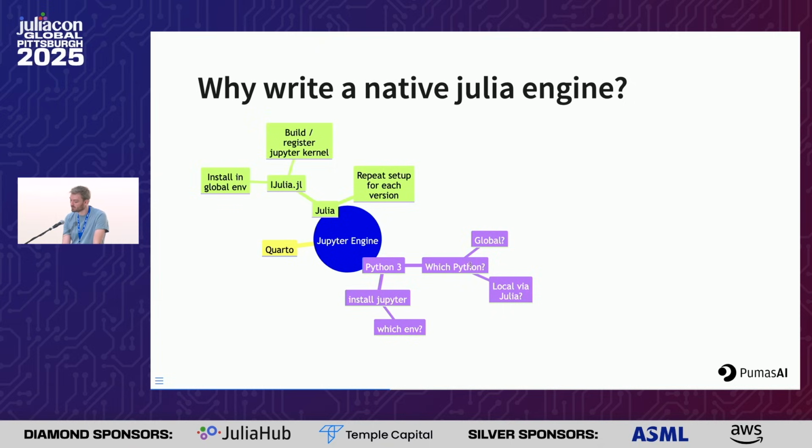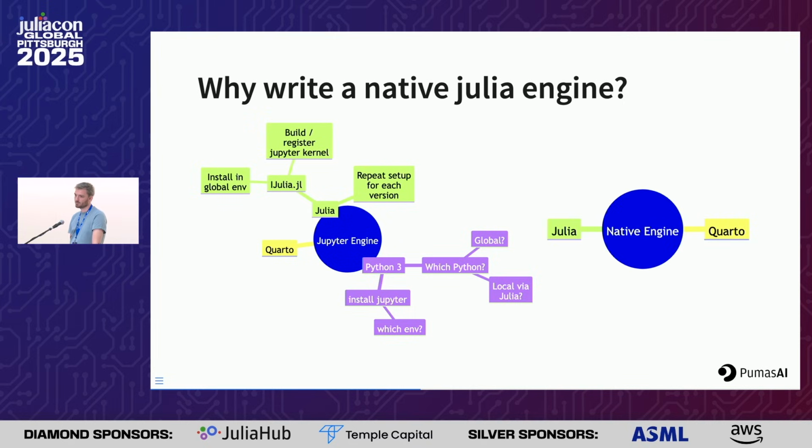The same with Python. Do you have some global Python installation that's more likely to break over time because you install other stuff into it? If you have a local one via Julia, there are also a lot of ways by which this can break. Environment variables you have to configure, all kinds of stuff. So that's basically the picture you have for the native engine. You just install Julia, then you install Quarto, and that's it. There's not a lot that can go wrong.